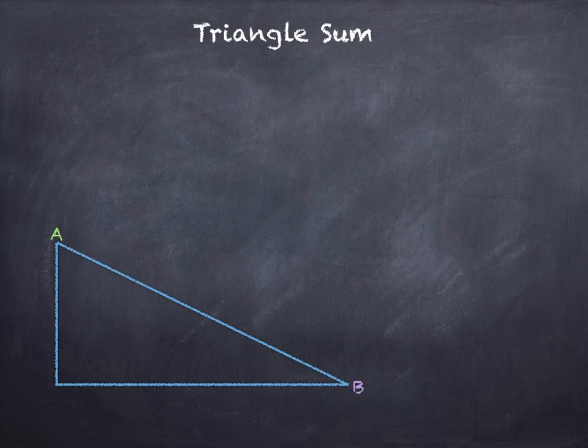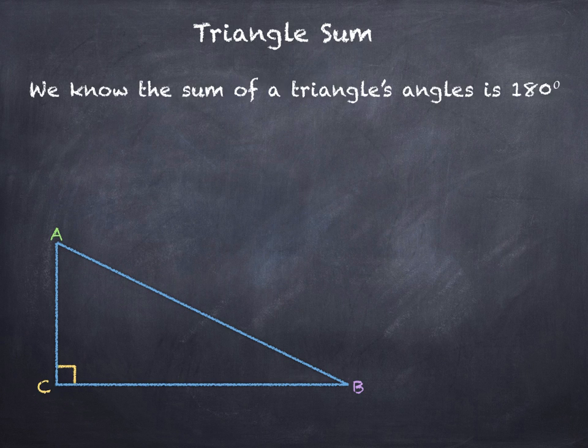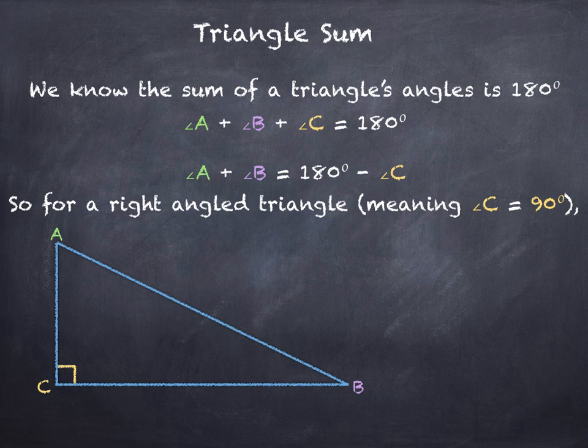Let's use triangle A, B, and C. We know that the sum of a triangle's angles is 180 degrees, meaning that angle A plus angle B plus angle C equals 180 degrees. We can rearrange this equation and show that angle A plus angle B equals 180 degrees minus angle C. For the Brahmagupta Theorem, we're going to focus more on right-angled triangles, meaning that angle C will equal 90 degrees.